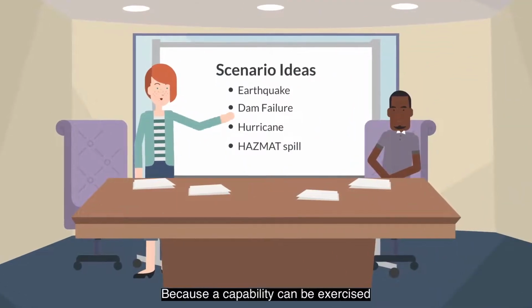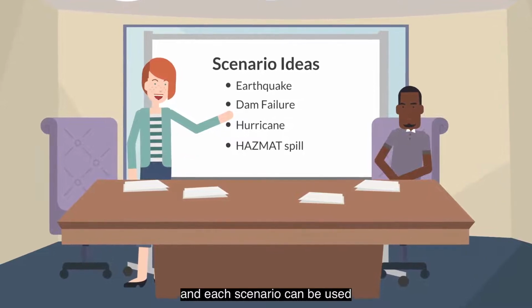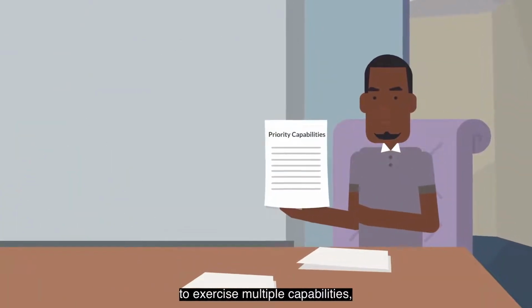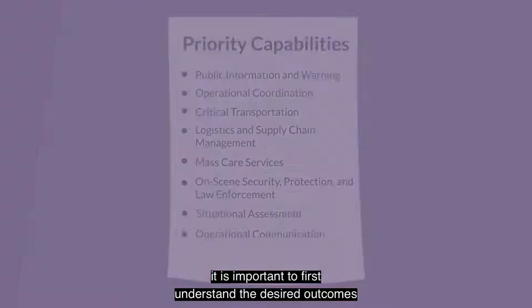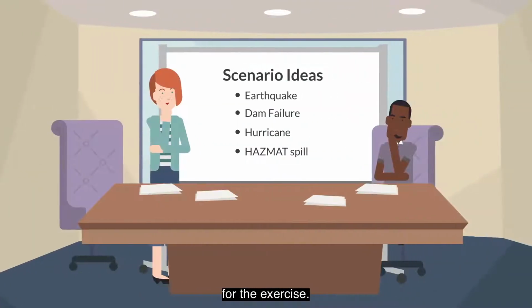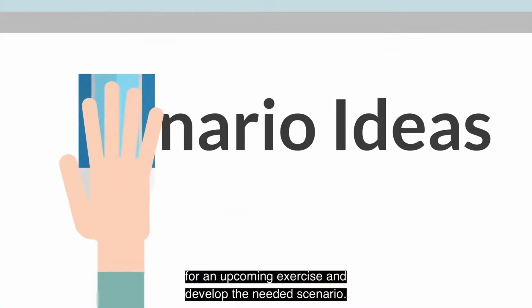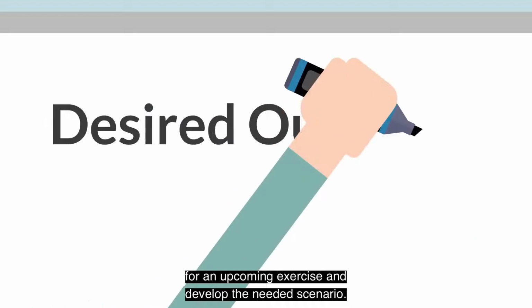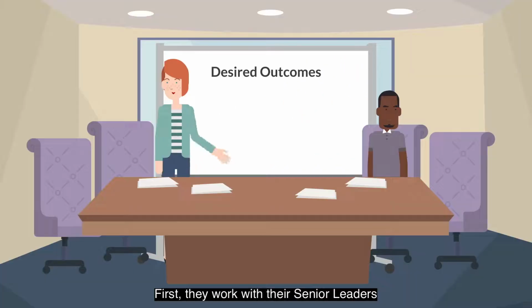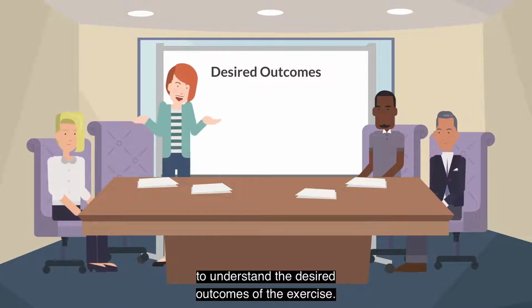Because a capability can be exercised using a variety of scenarios, and each scenario can be used to exercise multiple capabilities, it is important to first understand the desired outcomes for the exercise. Let's follow Ben and Sarah as they determine the capabilities for an upcoming exercise and develop the needed scenario. First, they work with their senior leaders to understand the desired outcomes of the exercise.